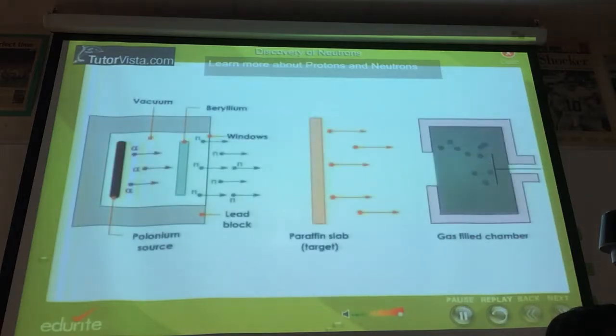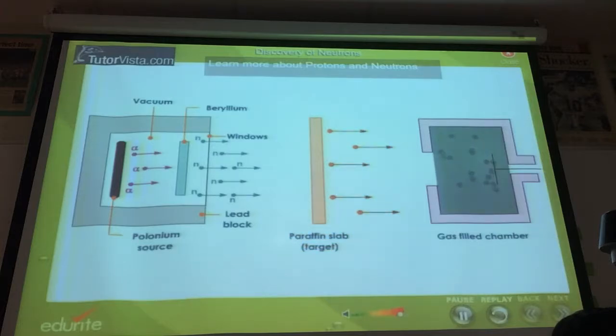Let us now understand the experiment performed by Chadwick with the help of a flowchart. He placed a source of polonium in an evacuated chamber. In front of the polonium source, a thin foil of beryllium was placed. The alpha rays were made to hit the foil of beryllium. The beryllium foil emitted the mysterious neutral rays. Chadwick placed a target in the path of these rays.